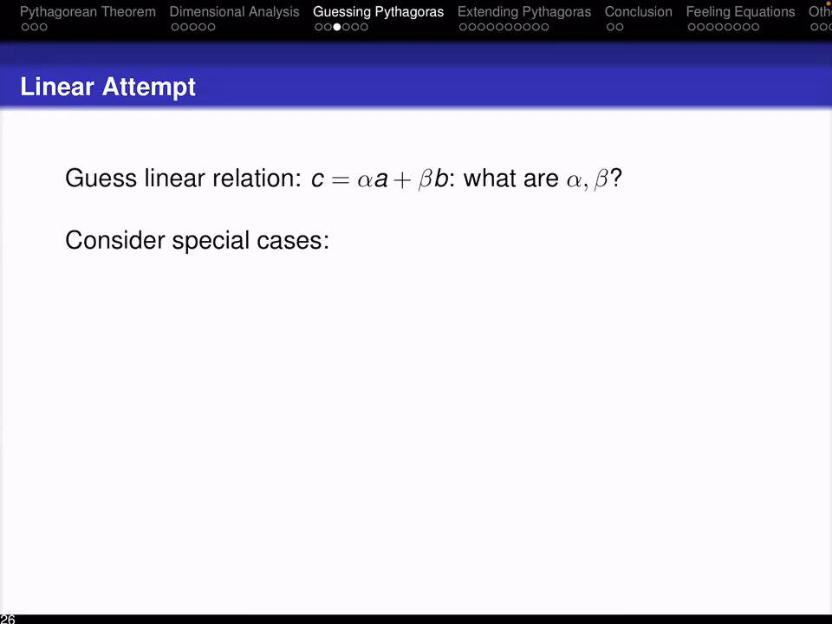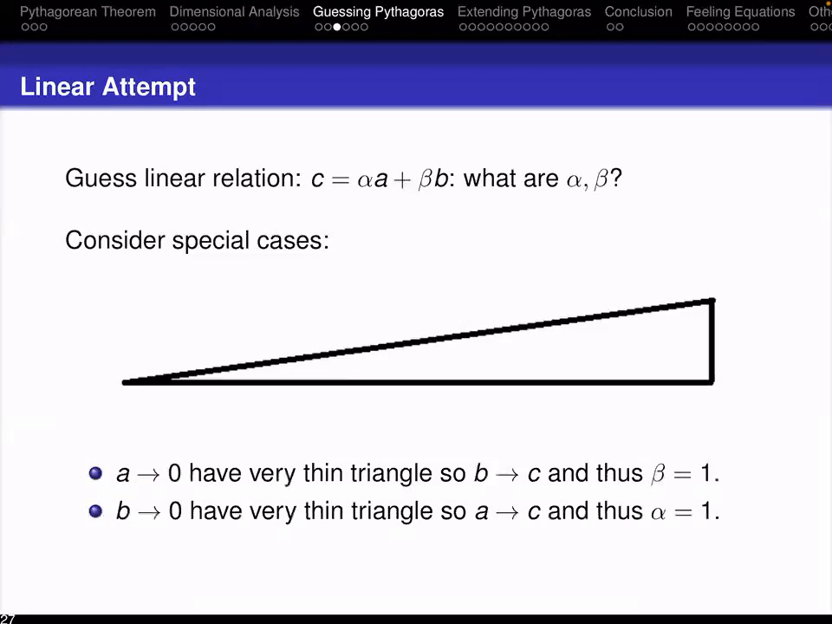So if you look at a limiting case, what could you send A or B to, keeping the other one fixed? One of them could go to 0 and the other could go to C. Yeah, so if you consider a very thin triangle with A going to 0, then B is going to go to C. Or if you have B going to 0, you get another thin triangle and you have A going to C. And so if we send A to 0, B and C converge to the same thing, and so you have to have beta equals 1. And if we do it the other way, we get alpha equals 1.